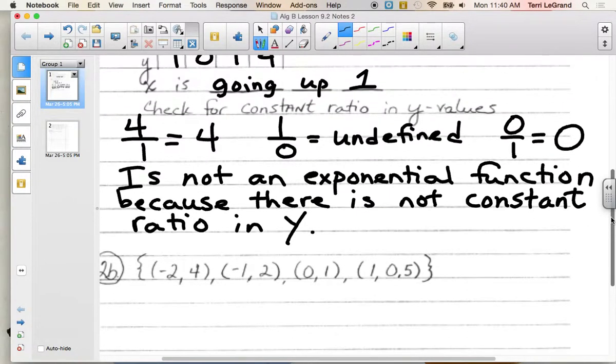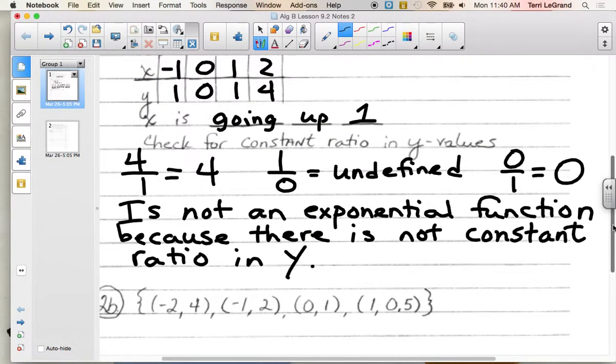Actually, does anybody think, just looking at that table of values, what kind of function it could possibly be by the behavior of those y's? Remember that last function we just studied? Anybody remember the last type of functions we just studied? Quadratic? Yeah, the quadratic function.